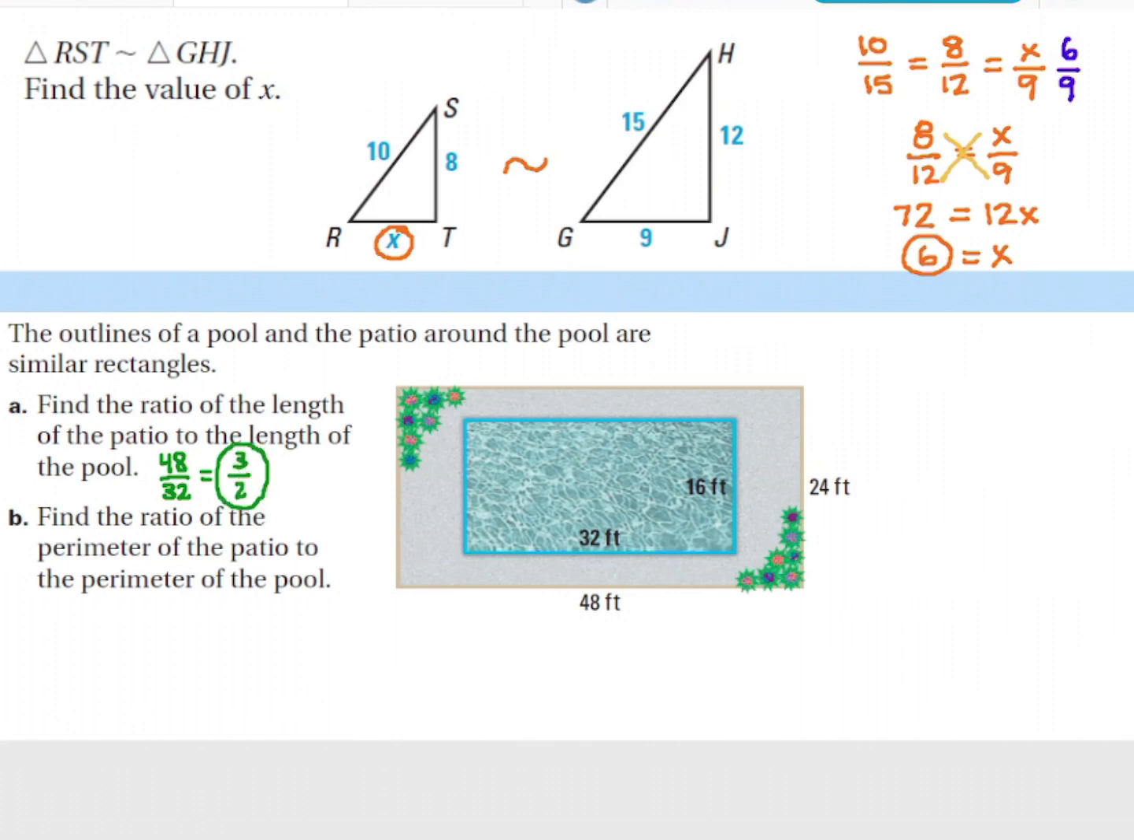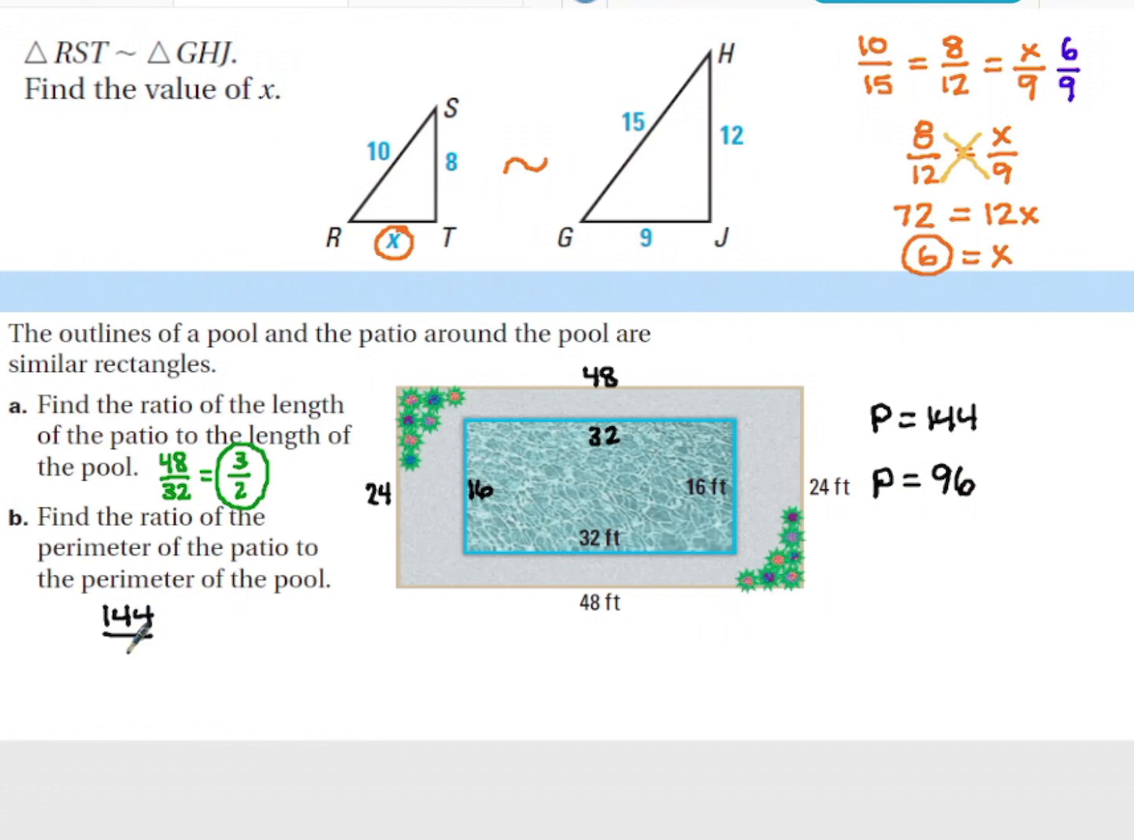The next one is talking about perimeter. Perimeter is just where we add up the 4 sides, right? We've got these nice rectangles. So the perimeter of the patio would just be the 24 plus the 48 plus the 24 plus the 48. Perimeter of the patio comes out to 144. And I saw my mistake on the pool. The perimeter of the pool, we're going to add up 32 plus 16 plus 32 plus 16, and that is 96 feet.